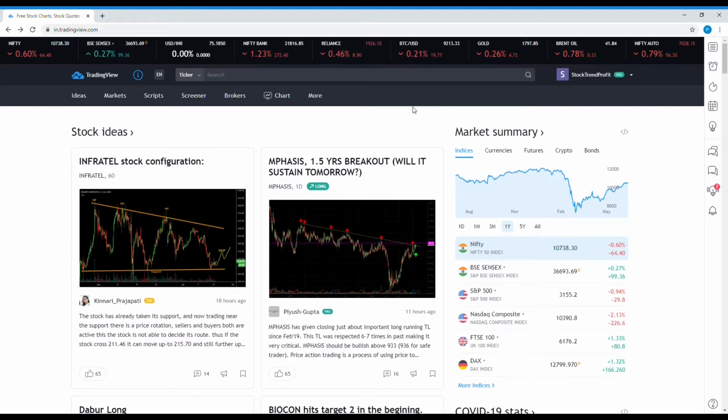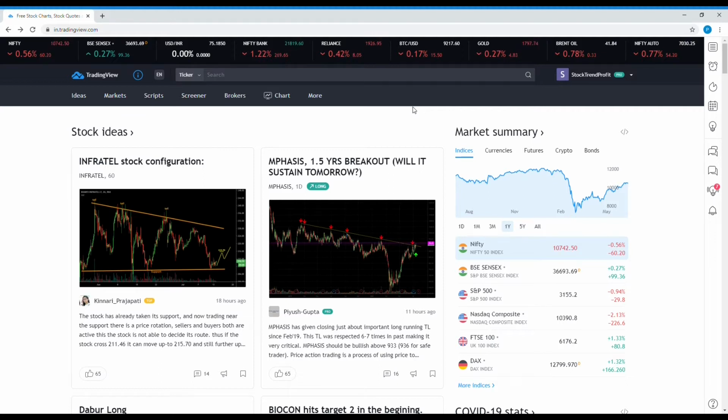Today we are going to see how to change different types of charts in TradingView, because the chart is an important part of analysis, whether you are an intraday trader, long-term investor or swing trader. It is always good to have a look at the charts of the stock that you are going to trade or invest in. So right now I am on the home page.